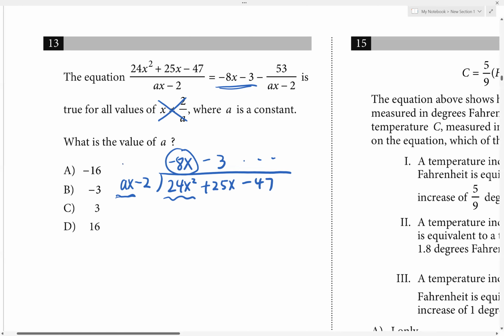So therefore, we know a has to be −3, which is letter B for this question. And we're done. We don't actually need to go through the whole thing. Just by looking at the leading term, we know a has to be −3, which is B for this one.